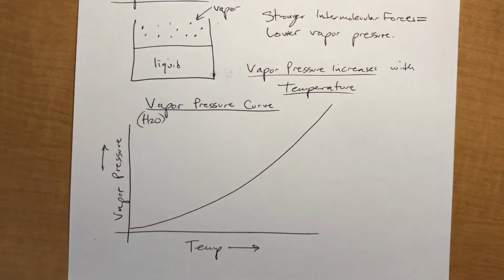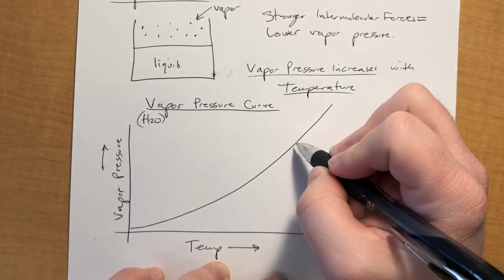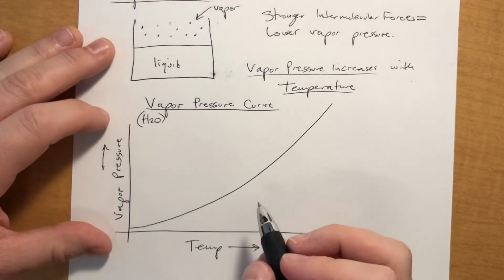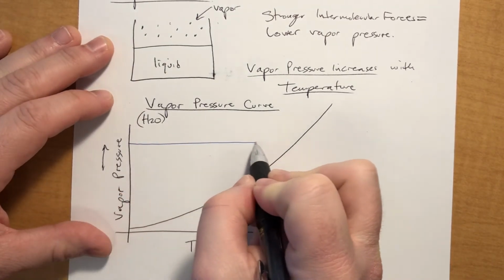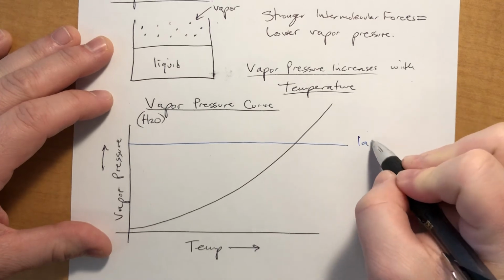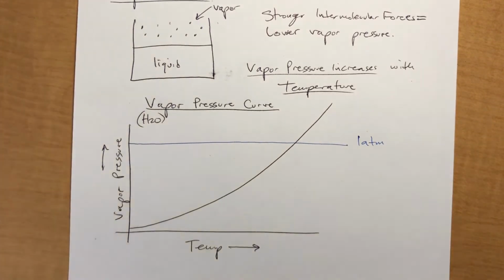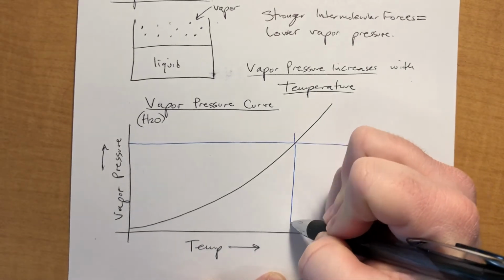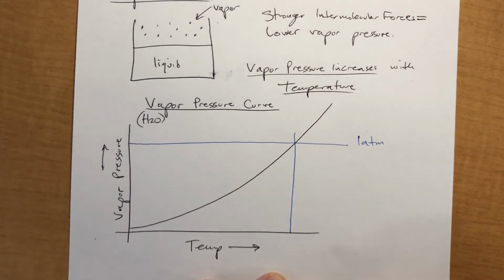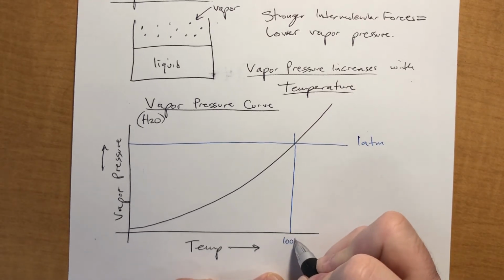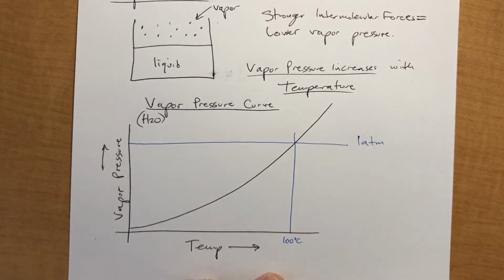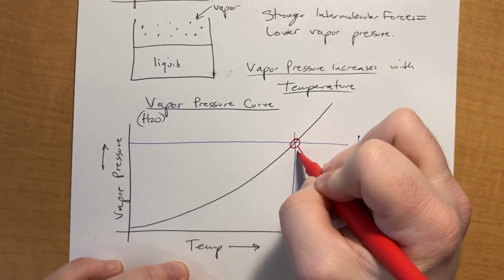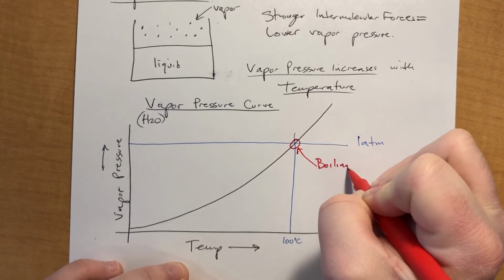Okay. And what's going to happen is at some point you're going to cross this line where, let's see if I can draw a straight line here, where you cross the atmospheric pressure, 1 atmosphere or 760 millimeters of mercury or whatever the background atmospheric pressure is. This should be the boiling point. Okay, so this little dot here is the boiling point.